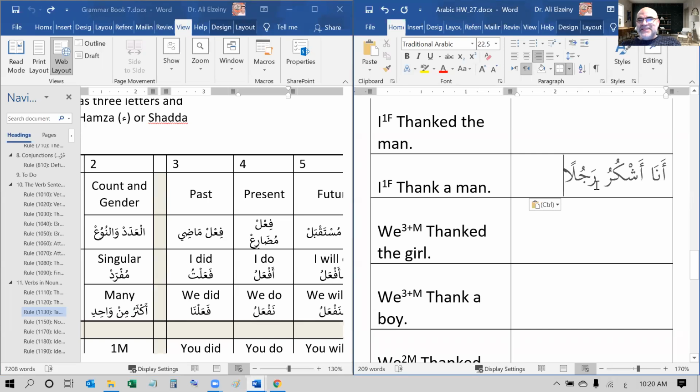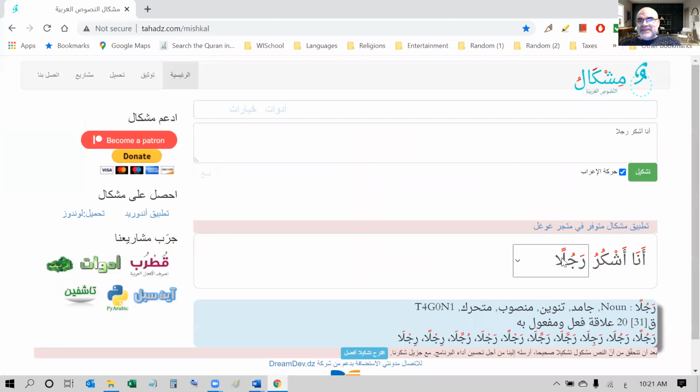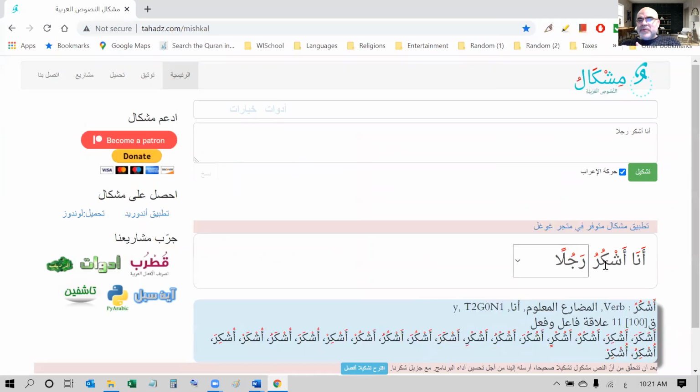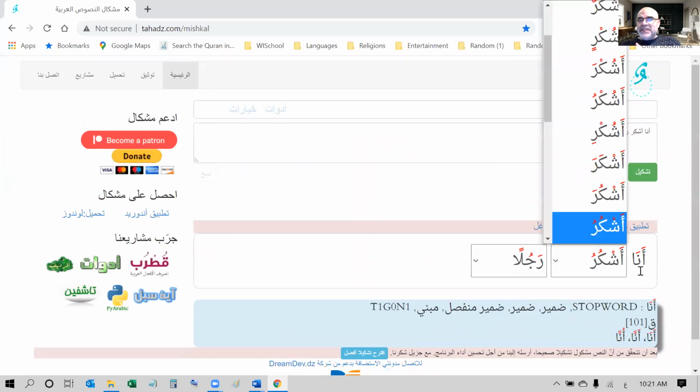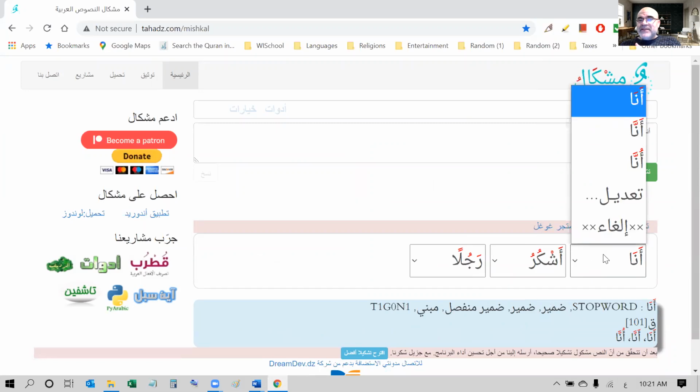Okay? So instead of doing the tashkil by yourself, you can go to mishkal, and you don't have to do it word by word in mishkal. You can just do it all together, one sentence. And if you wanna correct rajulan, it's here. If you wanna correct ashkuru, it's here. If you wanna correct ana, it's here. Okay.